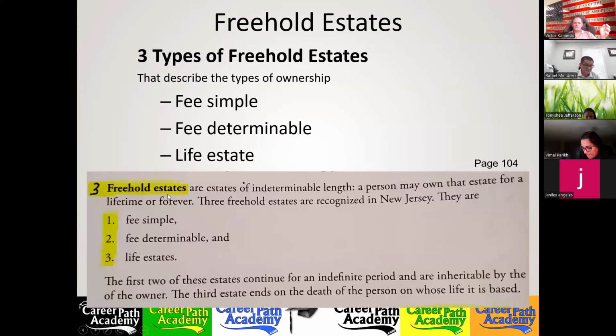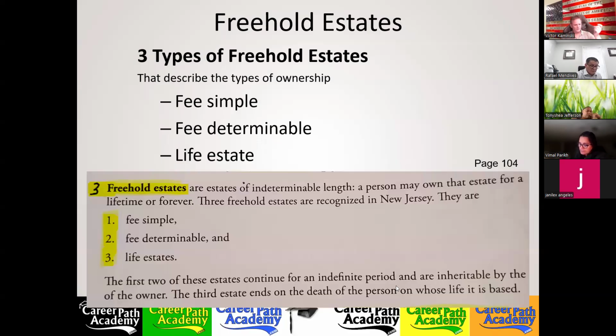So freehold estates are estates of an indeterminable length of time. A person may own that estate for a lifetime or forever. So the three freehold estates recognized in New Jersey are fee simple, fee determinable, and a life estate. The first two of these estates continue for an indefinite period of time, forever. You could even say who gets your property after you die. So they're inheritable by the heirs of the owner.